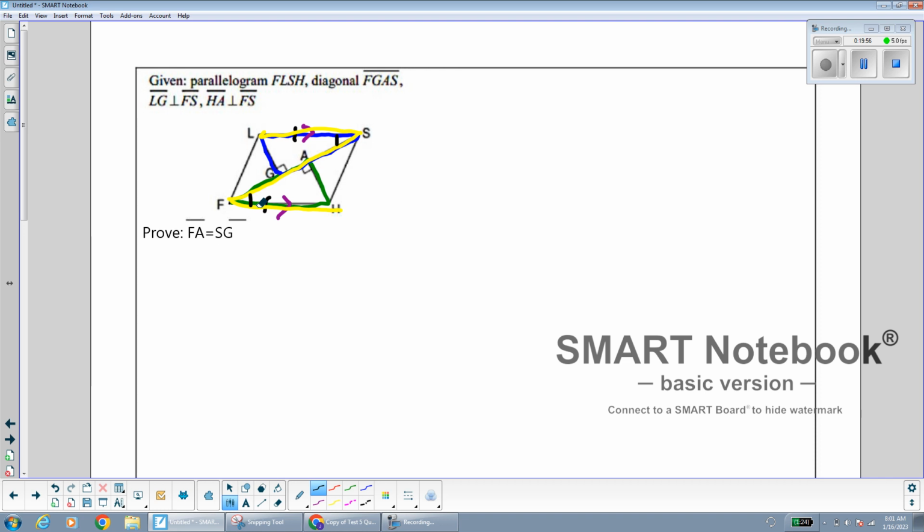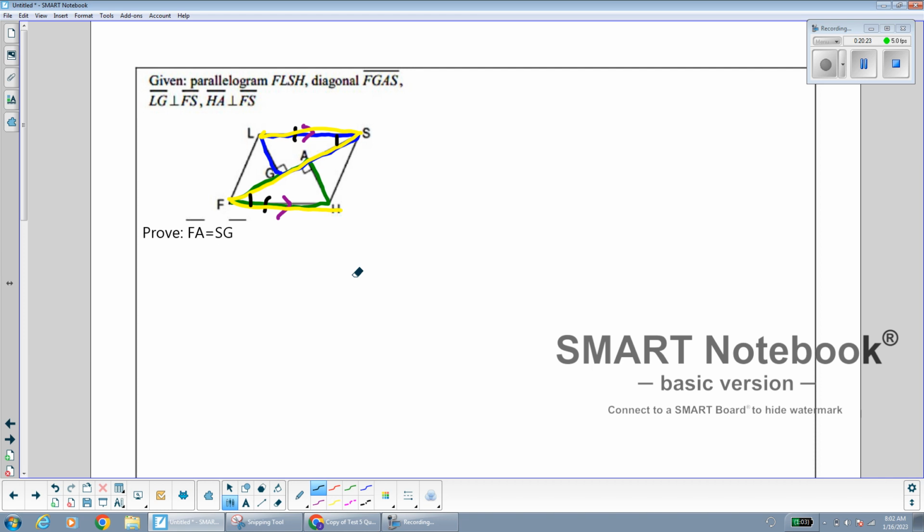And now I see I have enough information to prove the triangles congruent by angle, angle, side. So AAS is the route I'm going to take. And after that, it's one more step using CPCTC to prove FA congruent to SG. Now that we have our whole plan and we know exactly what's going to go in our proof, we're sure not to put unnecessary information into our proof that's not going to help us achieve our goal.